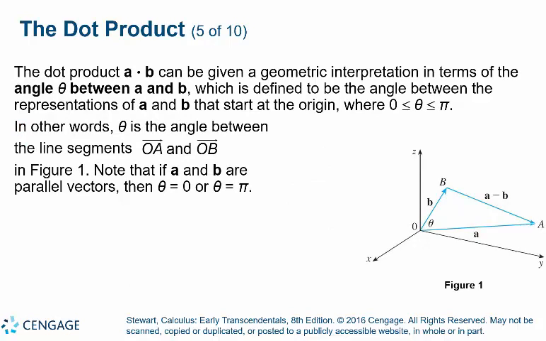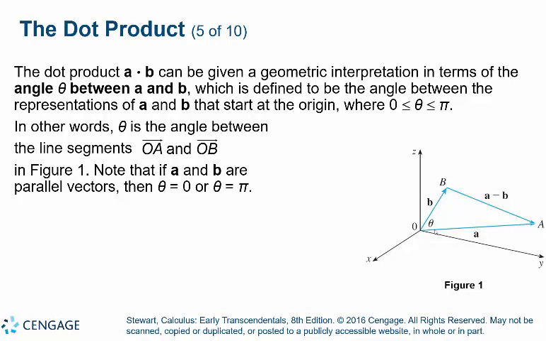Okay, so the dot product of A and B can be given a geometric interpretation in terms of the angle theta between the two vectors A and B. So if here's vector A and here's vector B, we want to now talk about this angle theta between these two. This one right here. Which is defined to be the angle between the representations of A and B that both start at the origin. And theta is bound between 0 and pi. So theta is going to be in radians here. In other words, theta is the angle between the line segments OA and OB here, in the same figure.